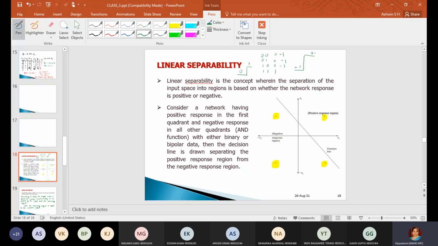By making use of this particular line, we can decide the weights of a neural network model. This is what linear separability tells. When we solve a problem, you will understand it better. I'll solve one problem later and make the concepts very clear.